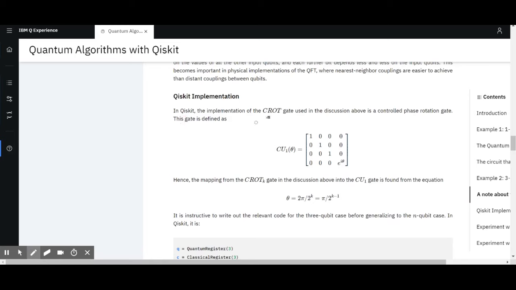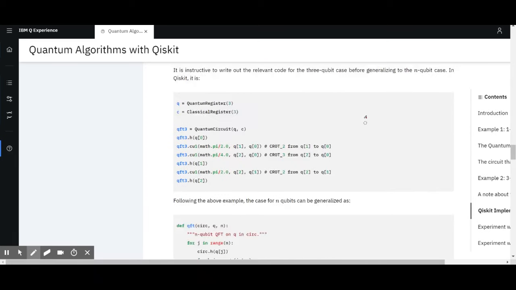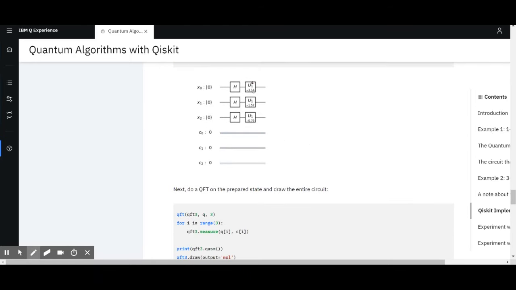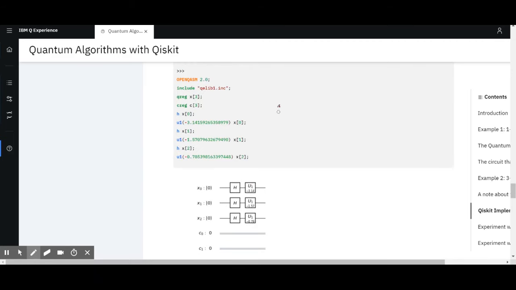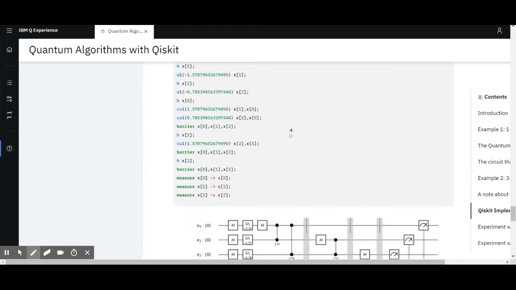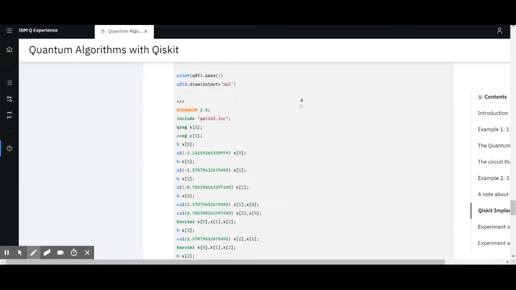So in Qiskit, the implementation of the controlled rotation gate used in the discussion above is a controlled phase rotation gate. Do we have a circuit? What is this? So I think they're preparing something. Okay. Controlled phase rotation is control Z.